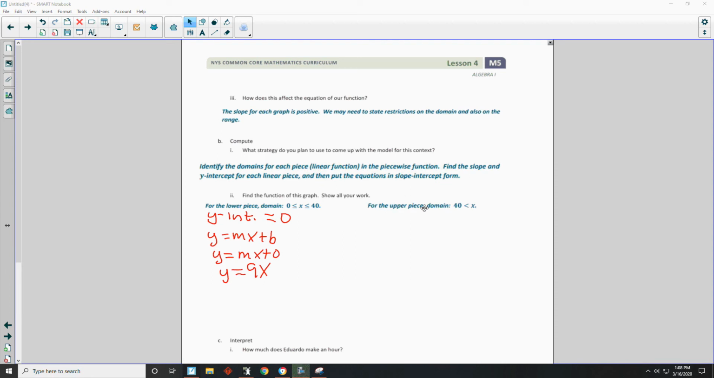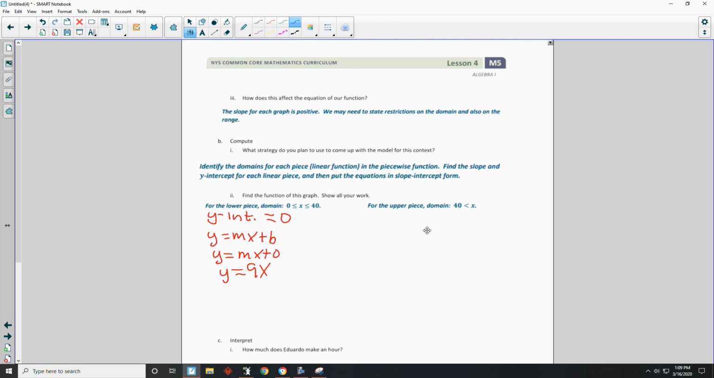Okay, so here we have it. For the upper piece, domain is 40 less than x. In other words, our x is greater than 40. So we could write x is greater than 40, or 40 is less than x. Okay, so what next? Well, we need to determine some values. So let me switch to a different color here for this part. Now, keep in mind that this 9 right here is dollars per hour. So if he works 1 hour, he makes $9, 2 hours, $18, 3 hours, 27, and so on. So 9 is our rate, our pay.